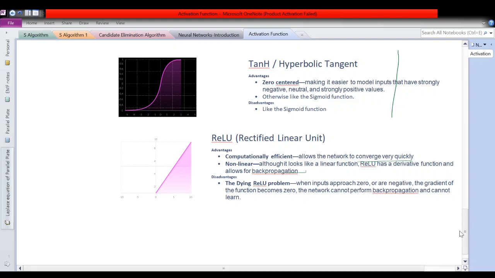This is all about your activation function. In our next video, we'll learn what is meant by a perceptron, how to make a perceptron learn, and what is the perceptron training rule. Thank you.